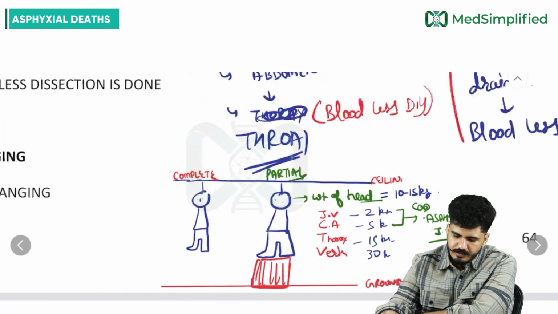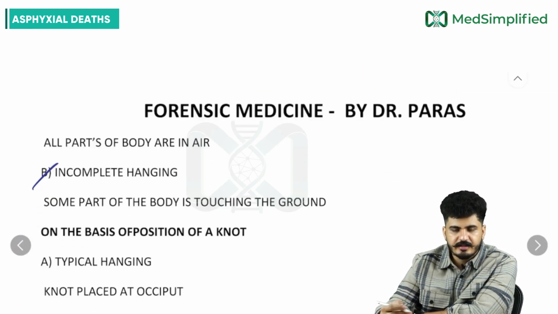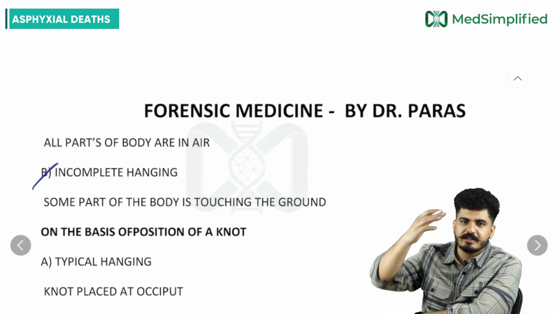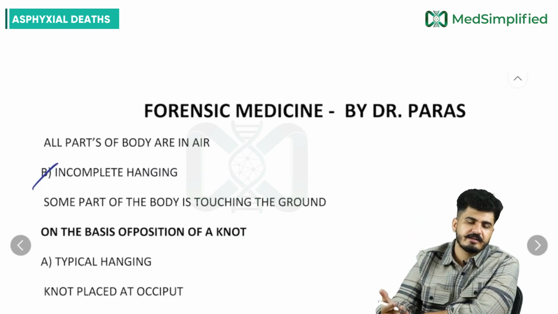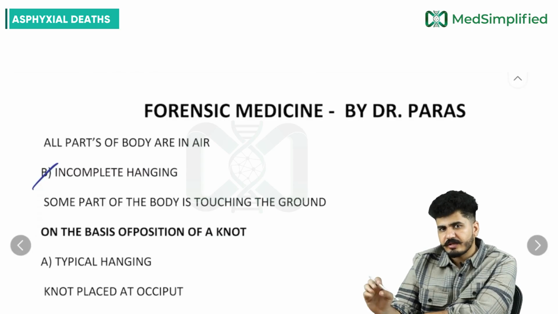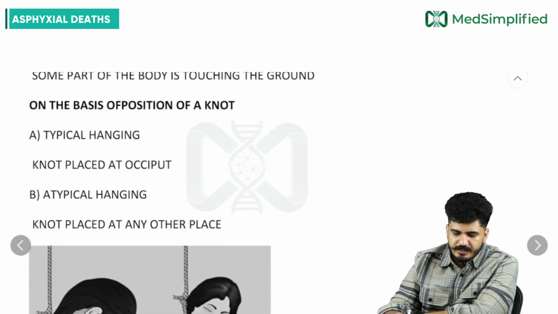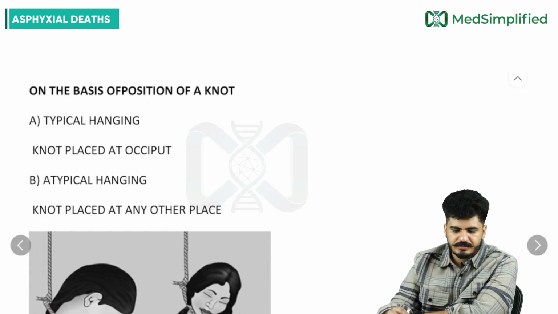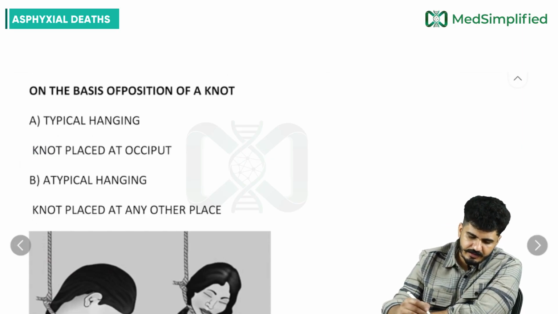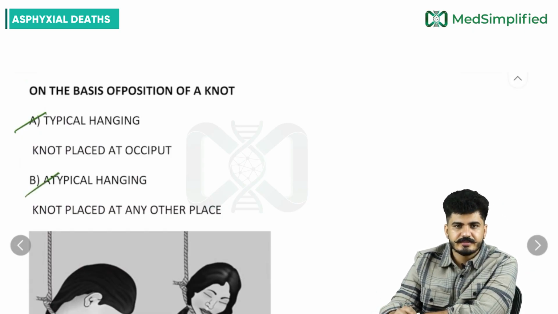Now you will see another thing is incomplete hanging. Some parts are touching the ground, and because of that the constricting force will be the head, and the two things will be compressed. One is carotid artery, another is jugular vein, my dear friends. This part is very much clear to all of you. Now other type, on the basis of knot. So on the basis of knot we have divided it into two parts: one is typical hanging, another is atypical hanging.